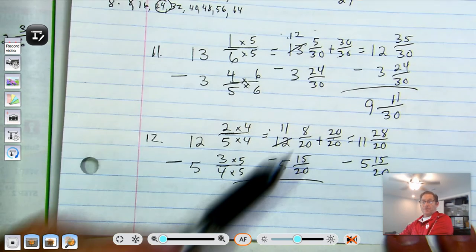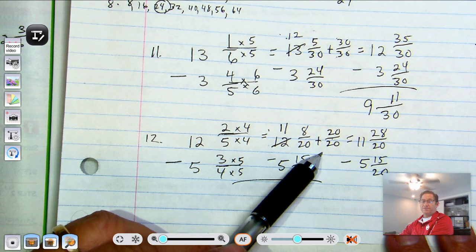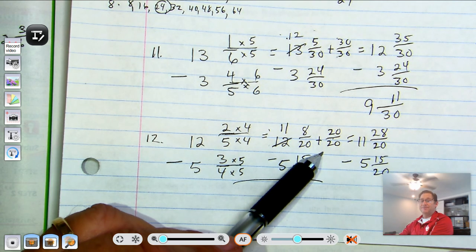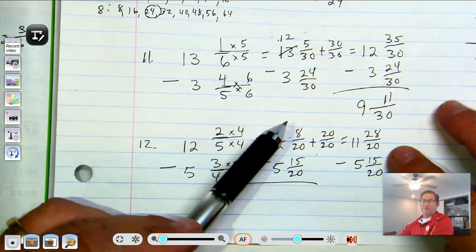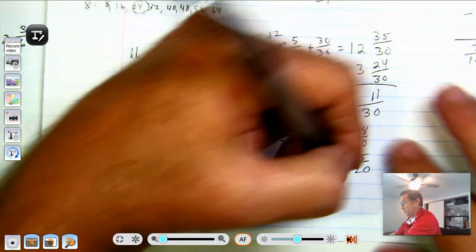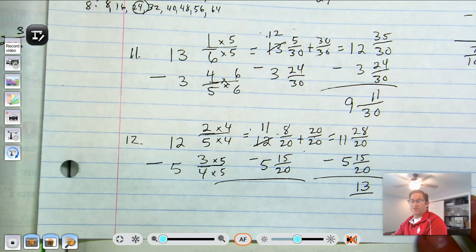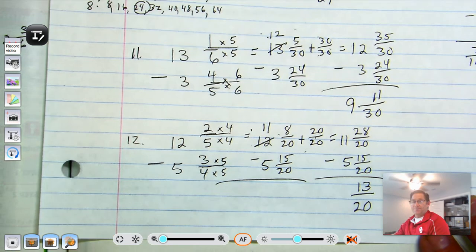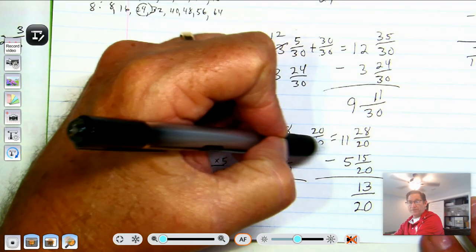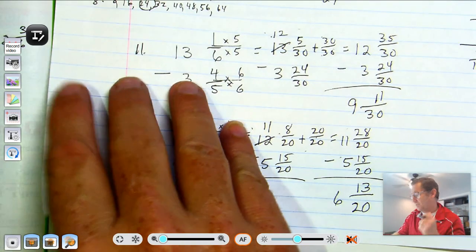Okay, so all we did was take one of the wholes and instead write it as 20/20. In other words, renamed it. We added that with the 8/20. Now we have 28/20, which means I can subtract 15/20. That's going to leave me 13/20: 8 take away 5 is 3, 2 take away 1 is 1. But I also have a whole number component. So 11 take away 5, 6. 6 and 13/20.